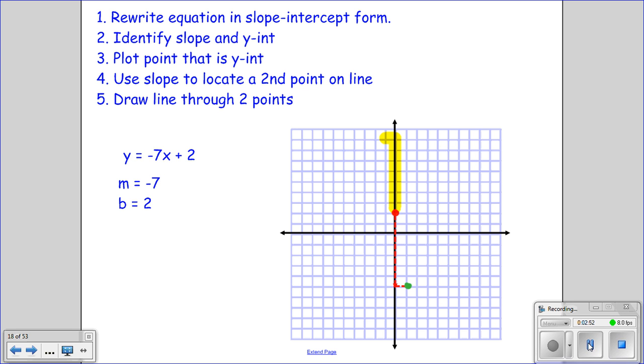We could also go up 7 and to the left 1. That would be 7 over a negative 1. Same thing, and we put a point up there and draw our line through it, and our line goes through all 3 points. Please notice with a negative slope, one of the 2 directions has to be a negative direction, either down and then to the right, or up and then to the left. One of the two movements must be in a negative direction.